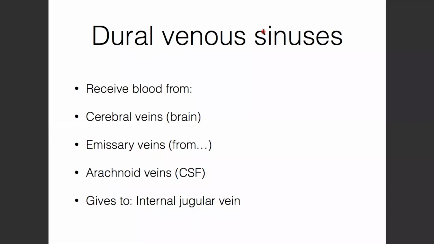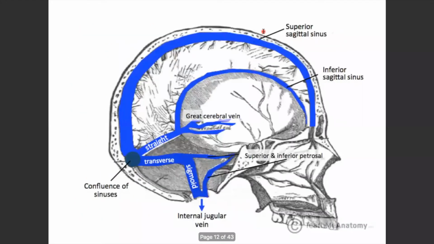Okay. And basically it's this whole connection of sinuses مع veins في النهاية بيدونا internal jugular vein. تمام. يعني eventually all of these together give us the internal jugular vein. دي الحاجة المهمة.